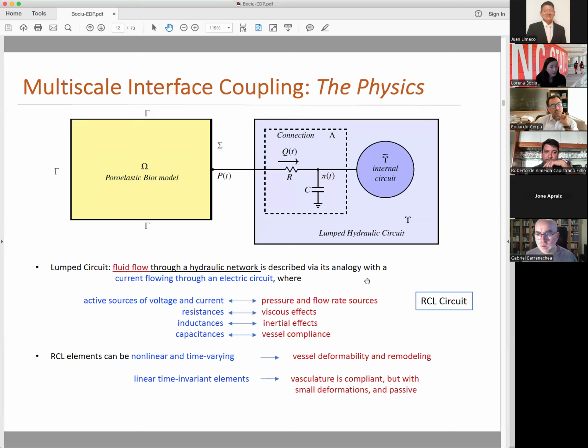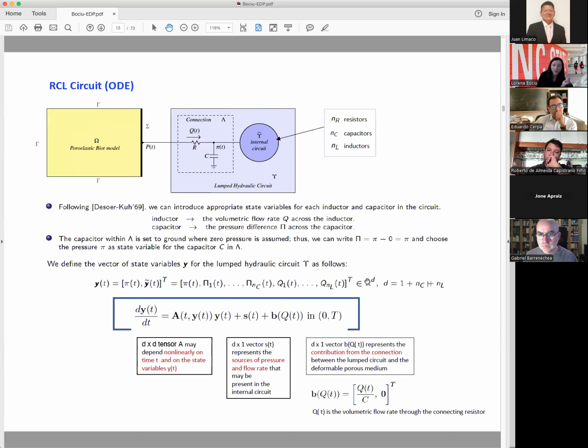Resistors, inductances, capacitances, and they can be nonlinear time invariant. This would correspond to vessel deformability and remodeling, or you can assume that they are linear time invariant elements if the vasculature is compliant but with small deformations and passive. So following the book by Desoer and Kuh in 1969, when all this was introduced, we have the state variables for each inductor and capacitor in the circuit.